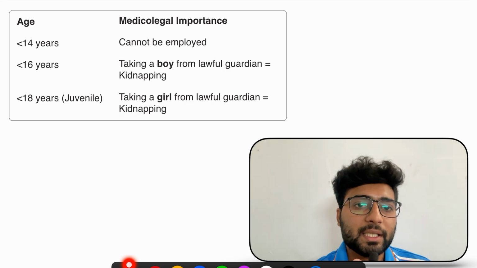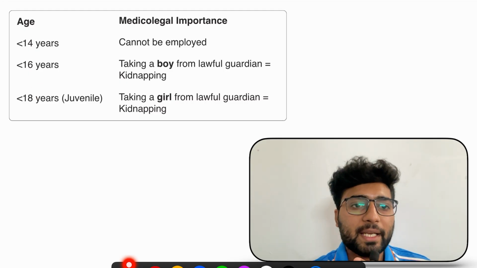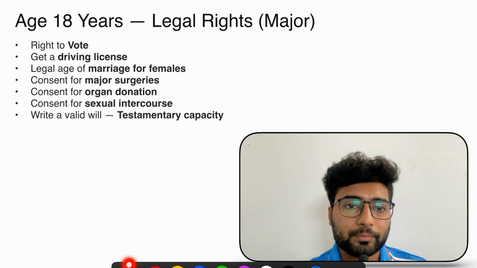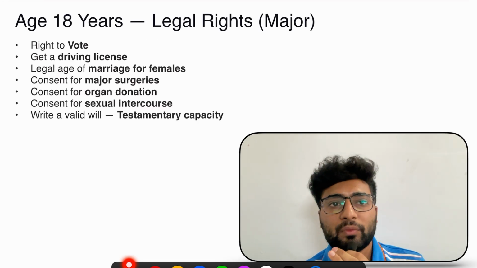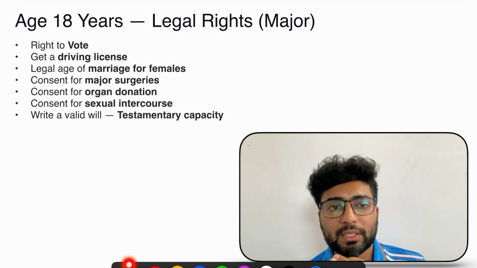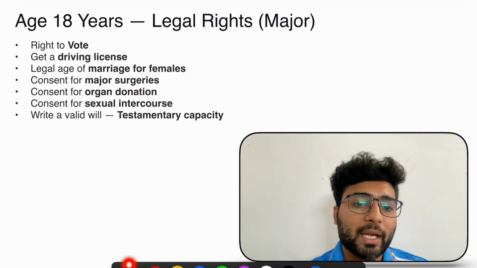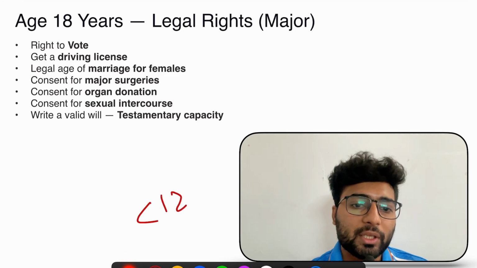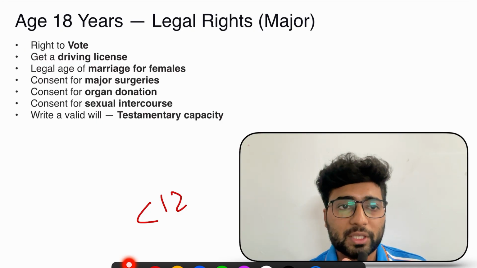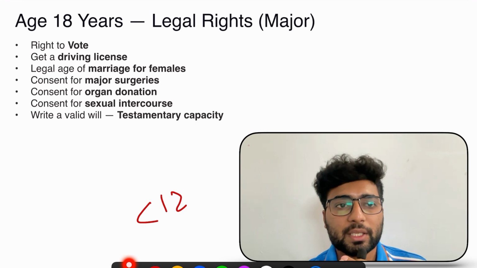Less than 16 years taking a boy, or for a girl the age is more. Less than 18 years juvenile girl amounts to kidnapping, it is a crime. Now, right, 18-year-olds can vote, get a driving license, and 18 is the legal marriage age for females. Now 18, I told you that less than 12 years cannot give any consent for surgeries, right? So for consent of surgeries and organ donation we require 18 years of age. So 18 years of age can give the consent.